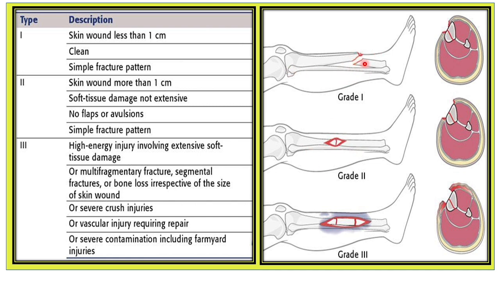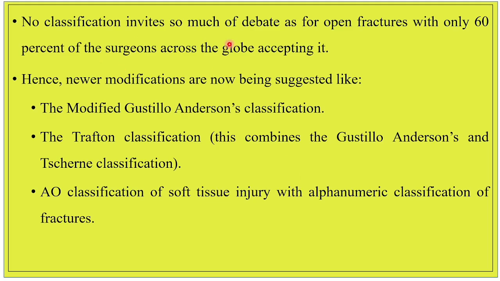So grade 1 will be less than 1 centimeter. Grade 2 is more than 1 centimeter but less than 10 centimeter in size, and grade 3 is more than 10 centimeter in size. So grade 3 is the severe form of injury according to the Gustilo and Anderson classification of open fracture. No classification invites as much debate as that for open fractures, with only 60% of surgeons across the globe accepting it. Hence, newer modifications are now being suggested, like the modified Gustilo-Anderson classification, and the Trafton classification that combines the Gustilo-Anderson classification and Tscherne's classification. And the latest, revised in 2018, is the AO or OTA classification of soft tissue injury with an alphanumeric classification of fractures.